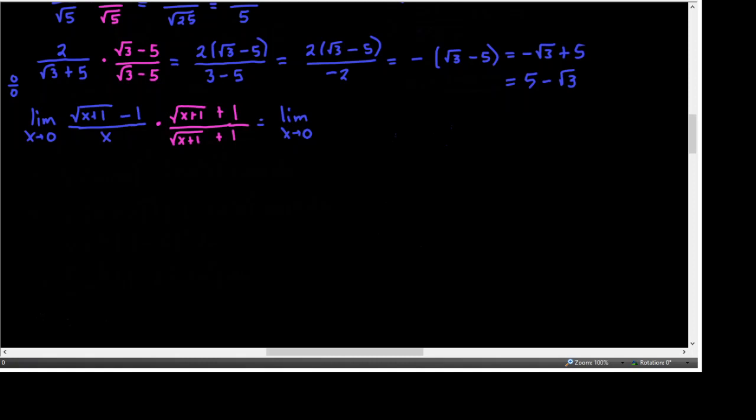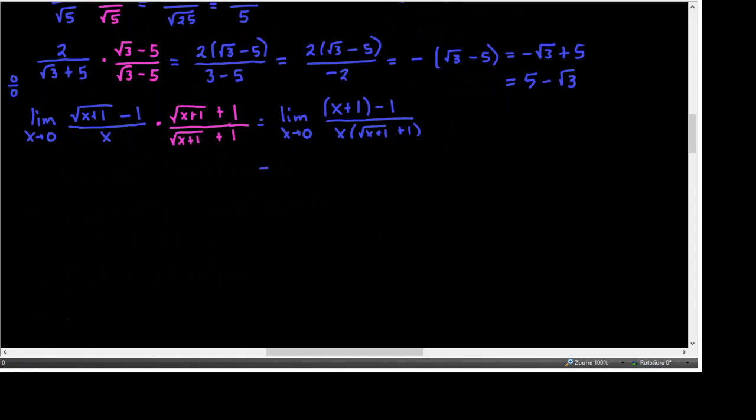All right, so the conjugate multiplication will give me a difference of two squares. So the square of the radical x plus 1 gives me x plus 1, minus the square of 1, which is 1, over x times the square root of x plus 1, plus 1.